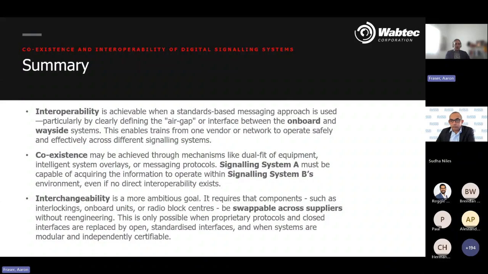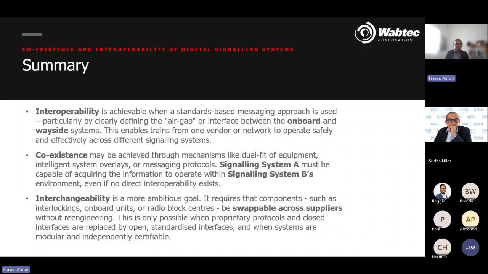So finally, to sum up, and thank you all for listening, when we talk about interoperability, we're referring to the ability of trains and systems from different suppliers or networks to work seamlessly together. Generally, this has been undertaken through defining the air gap, a standards-based approach between onboard and wayside systems. Coexistence may be achieved through mechanisms like dual fit of equipment, intelligent system overlays, or messaging protocols. But it's important that signalling system A must be capable of acquiring the information to operate within signalling system B's environment, even if no direct interoperability exists.